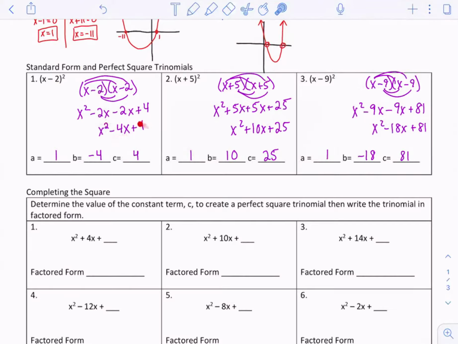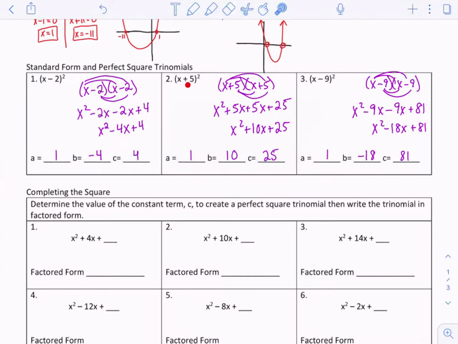Now, all three of these are perfect square trinomials because each comes from a single binomial being squared. Now, I want to see if we can recognize a pattern. If I had x minus 2 being squared, my B term was negative 4, my C term is 4.